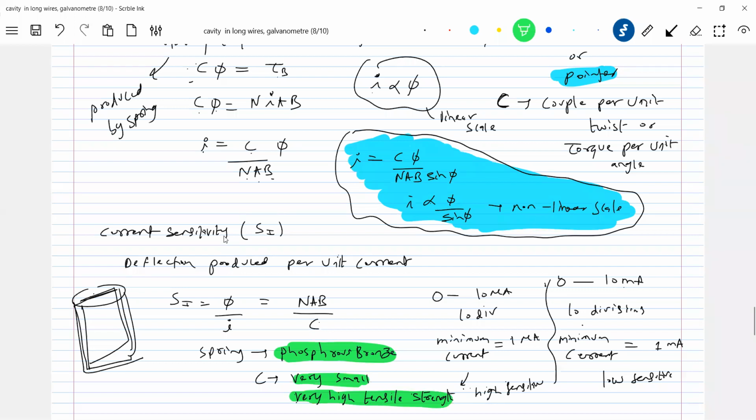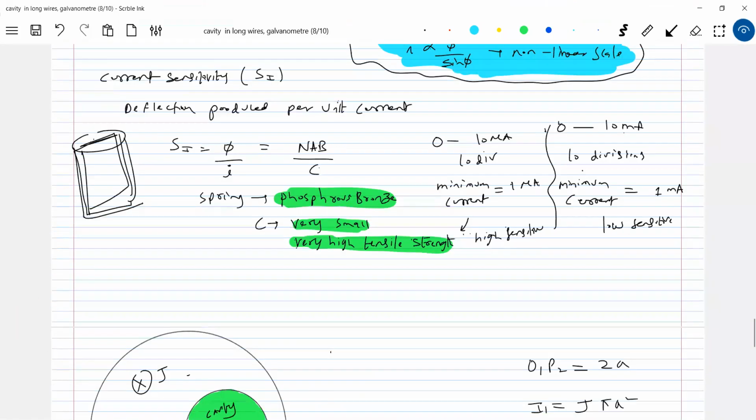So how to increase current sensitivity? I'll prefer C to be low. Then A should be as small as possible, so that the galvanometer occupies less space. The size should not be more, so increasing A is ruled out. I'll increase the number of turns. Instead of one turn, I'll go for 100, 200 turns. So why in the galvanometer is there not only one turn on the cylinder? Why are 1,000 turns there? To increase current sensitivity. Are you getting? Then B: strong bar magnets and iron core. We'll see that B will be more. So this is about the current sensitivity.